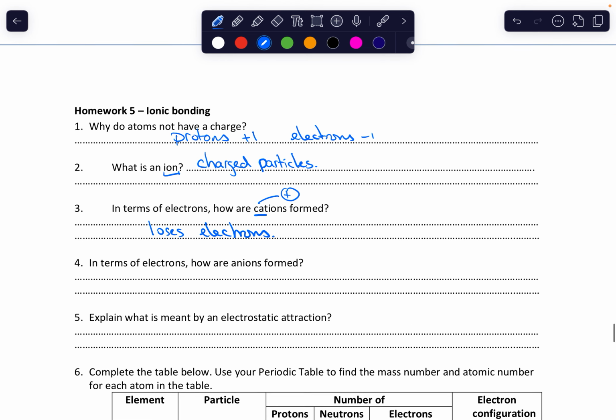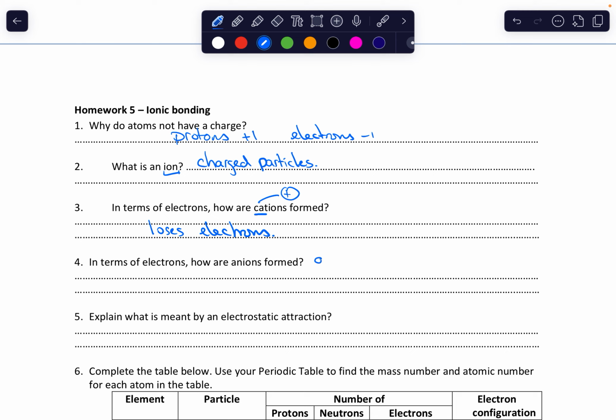And it's going to be the opposite here. Anions, again, to help you remember it, we can write anions with a capital N to remind me this is negative. So these are negative ions. How do I get a negative ion? What this is going to do is it will gain electrons.